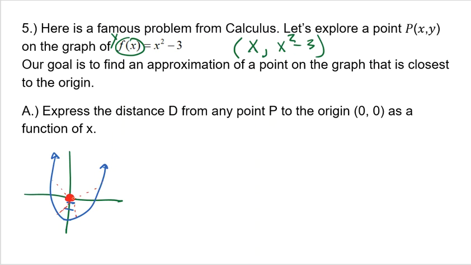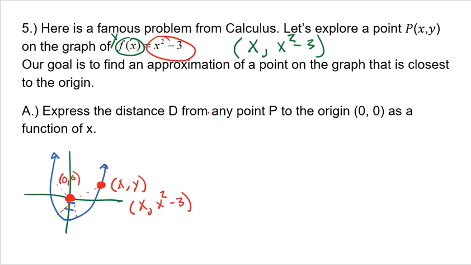All right, so let's just make, the origin is obviously easy. The origin is (0, 0), and I'm going to make up a random point, and I'm going to call it (x, y). But remember, we know that better as (x, x² − 3), because y is f of x, and f of x is x² − 3.